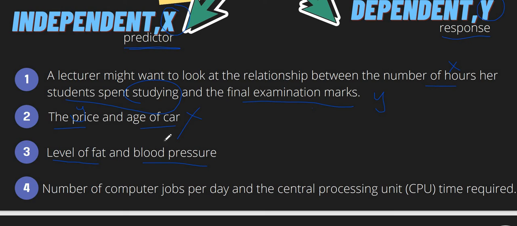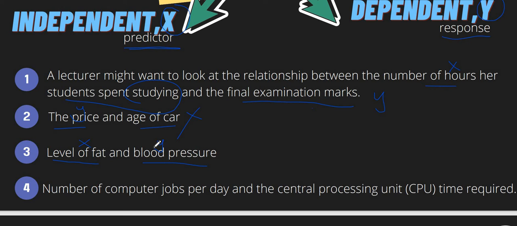Tapi tak sedap kan? Tak sedap lah ayat tu sebab I mean it's not a positive one, it's negative. So level of fat will affect your blood pressure. So that means that your level of fat is your X, which is independent, and your Y will be your dependent. Your blood pressure will change, it depends on the level of fat lah. Kalau level of fat reduce ataupun normal or stable, your blood pressure also will be stable. So it depends on the level of fat.